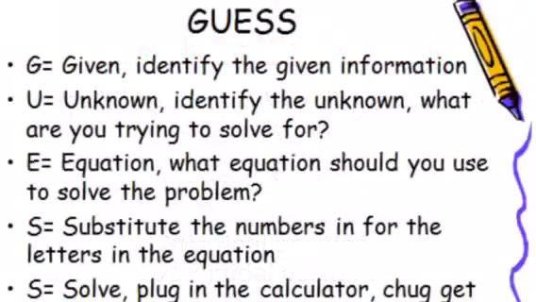The GUESS method. G is for given, identify the given information. U is for unknown, identify the unknown. What are you trying to solve for? E is the equation. What equation should you use to solve the problem? S is for substitute the numbers in for the letters in the equation. S is for solve. Plug it in the calculator, get an answer. Don't forget the units.